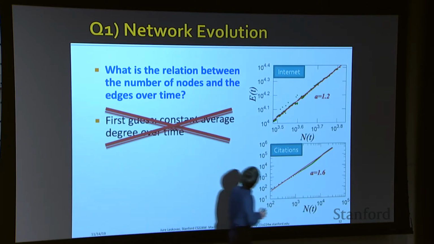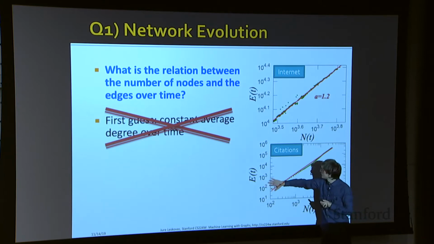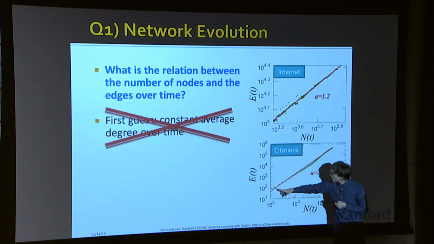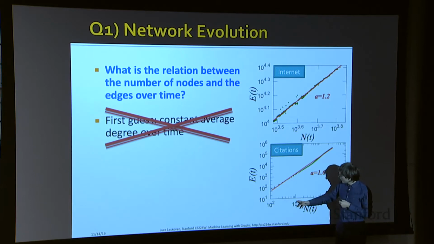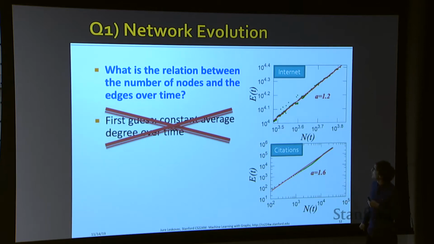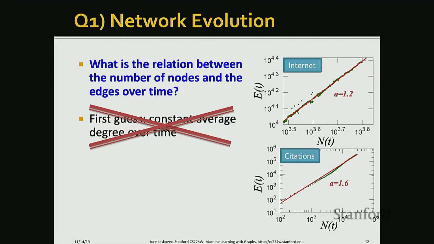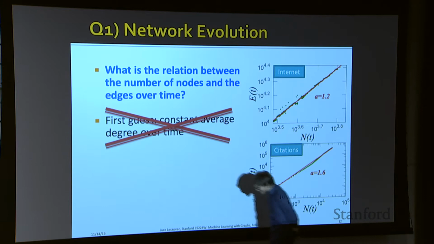If you take different networks, for example, the network of routers on the internet or the citation networks, and every dot is a network at a different point in time. Every network has a number of nodes on the x-axis and number of edges on the y-axis. And if you plot this now on logarithmic scales, it will look like a line. And if you fit a straight line to it, you will have a slope that is non-trivial, like 1.1 or 1.6. Okay? So what does this mean?